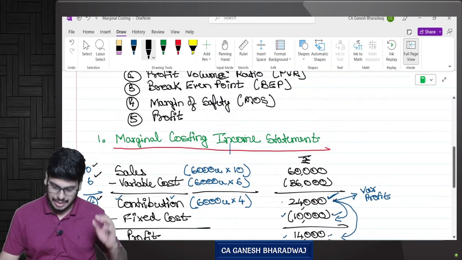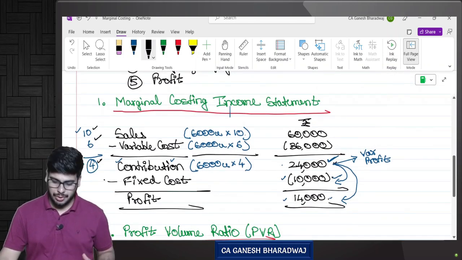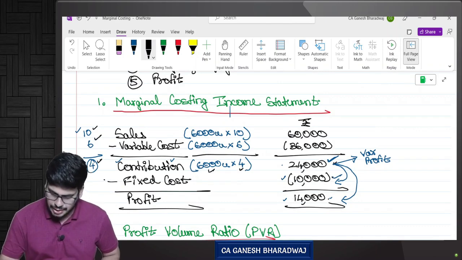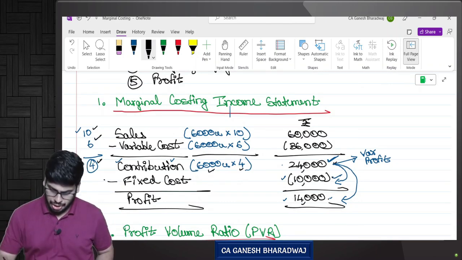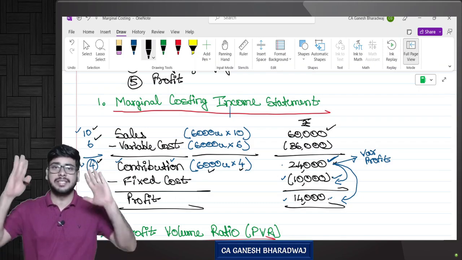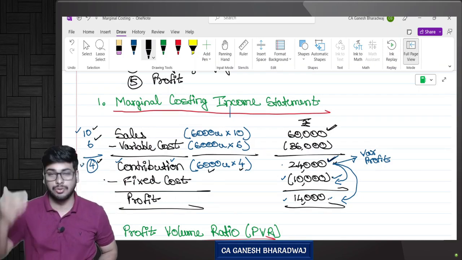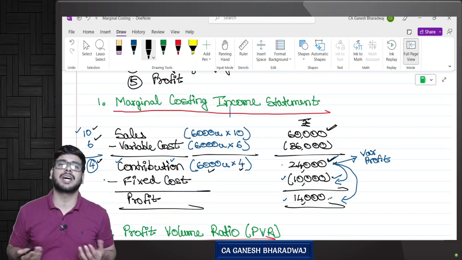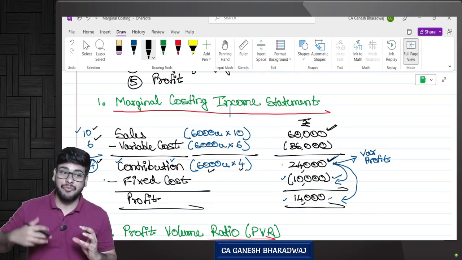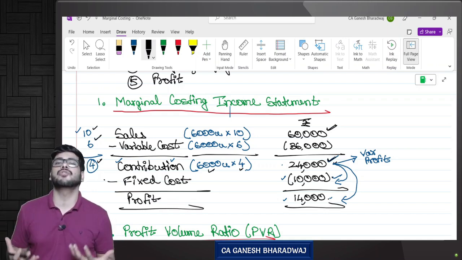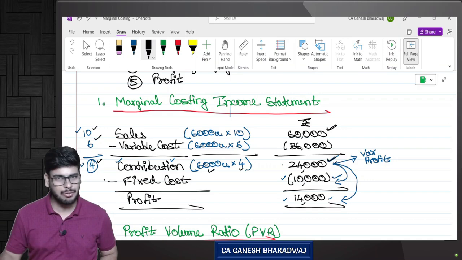Are you clear with this? So that is why PV ratio is important. In this case, if you see 6,000 units into 4 is 24,000, correct? Or you can also say, if they have given only sales in value, you can say 60,000 into 40 percentage, 24,000. This way also you can arrive. Are you clear with this? So when something is given in value, you can use your PV ratio to arrive at your contribution. Are you clear with this?